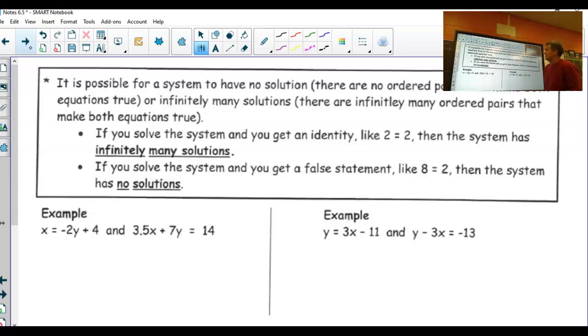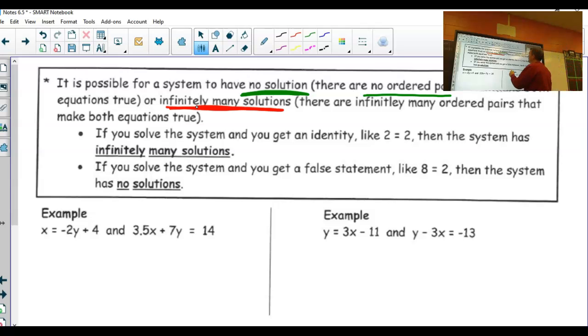Okay, it is possible for a system to have no solution. No solution means that there would be no ordered pairs that could make the equations true at the same time. It is also possible for there to be infinitely many solutions. That means there would be infinitely many ordered pairs that make both equations true. And I have a couple examples down here to show you.